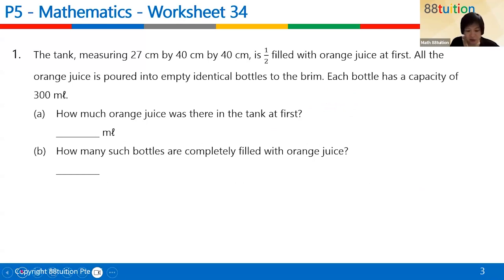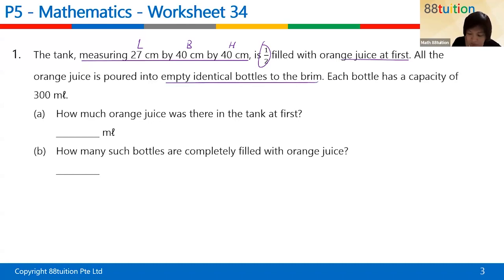Question 1, a tank measuring this. Some questions give the dimensions like this, so how do I know which is which? They go by sequence, so this is LBH: length, breadth, height. Usually there is a longer length one, but we don't care, we just go by LBH. The tank is half filled with orange juice at first, and all the orange juice is poured into empty identical bottles to the brim, and each bottle is 300 ml. How many bottles will there be?